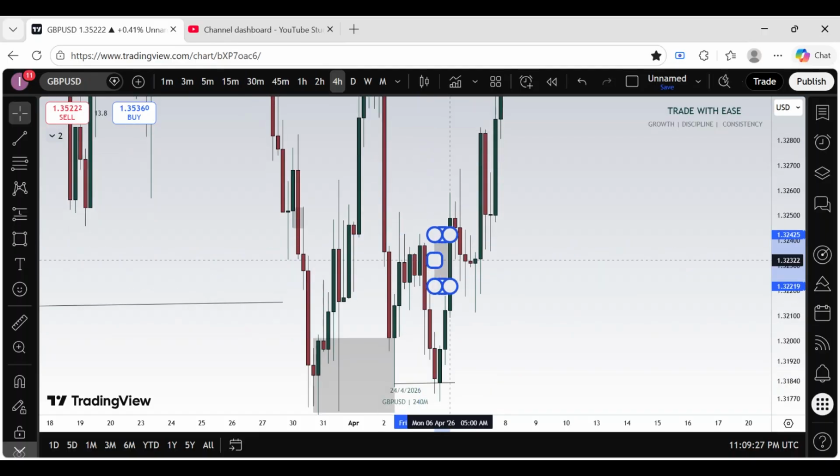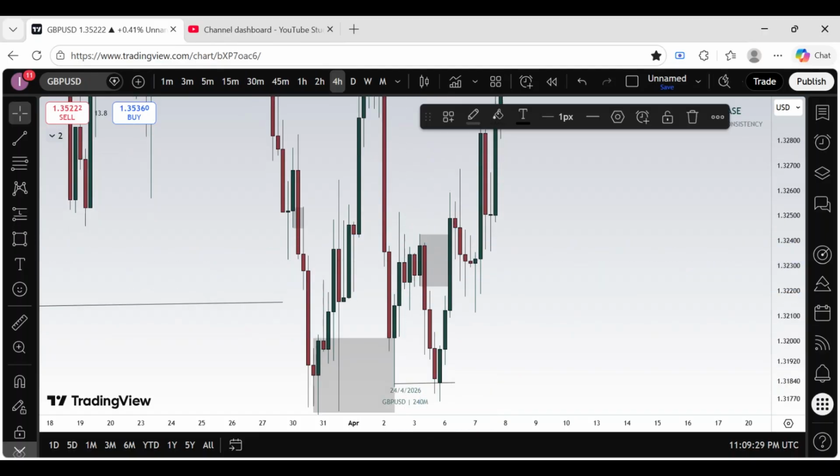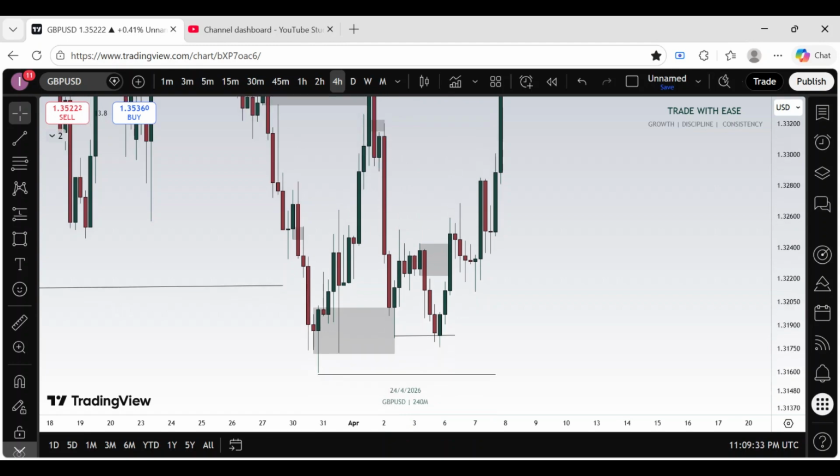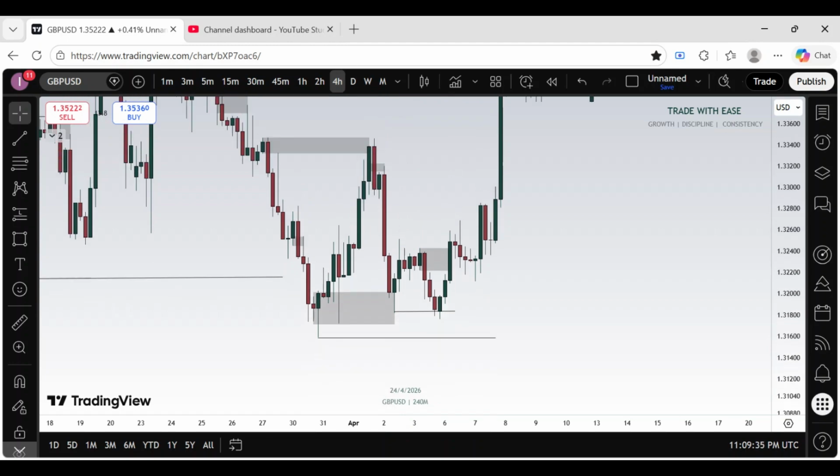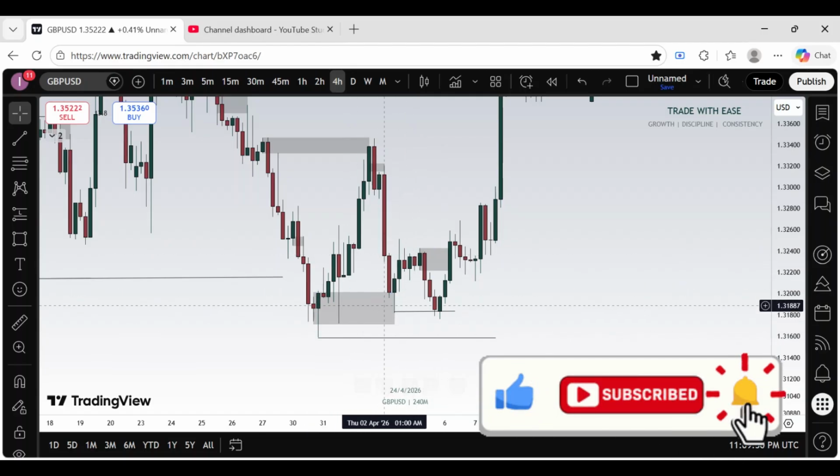We have that sell zone here. So we already know that if price invalidates this sell zone, or if there's a break of structure, then price will buy. So what happened? Price invalidated this zone, giving us this buying pressure and this validation.